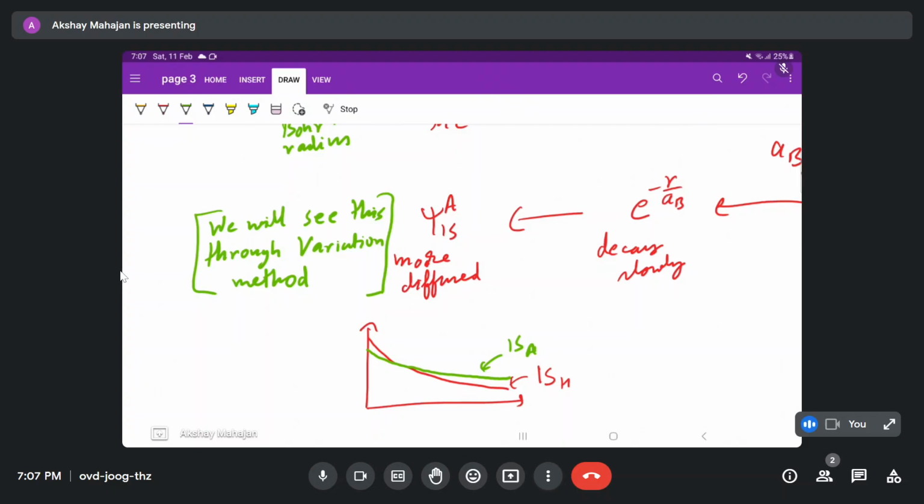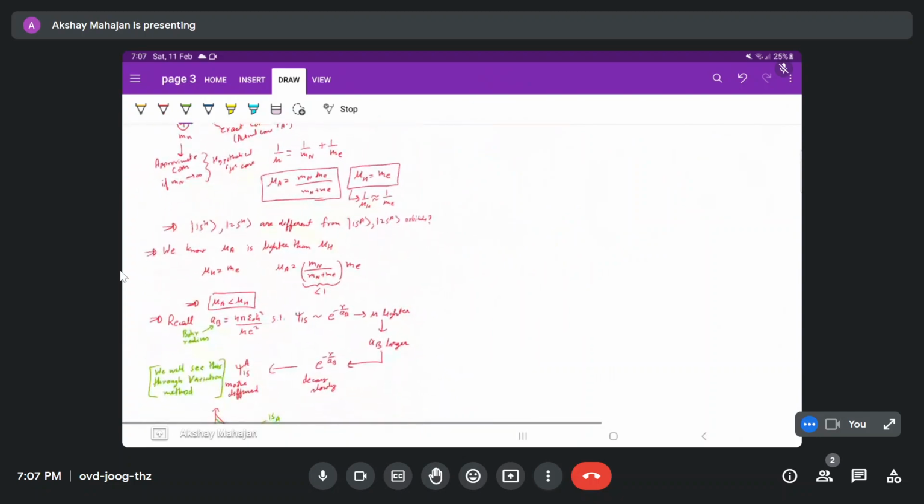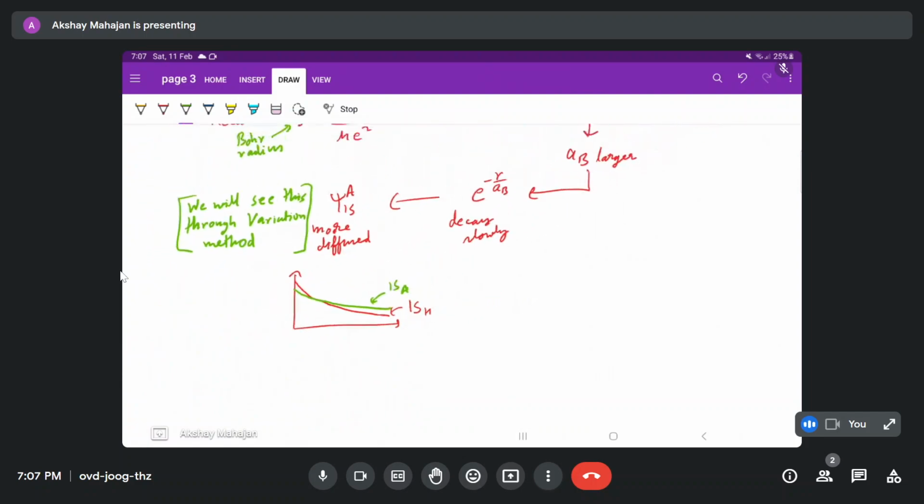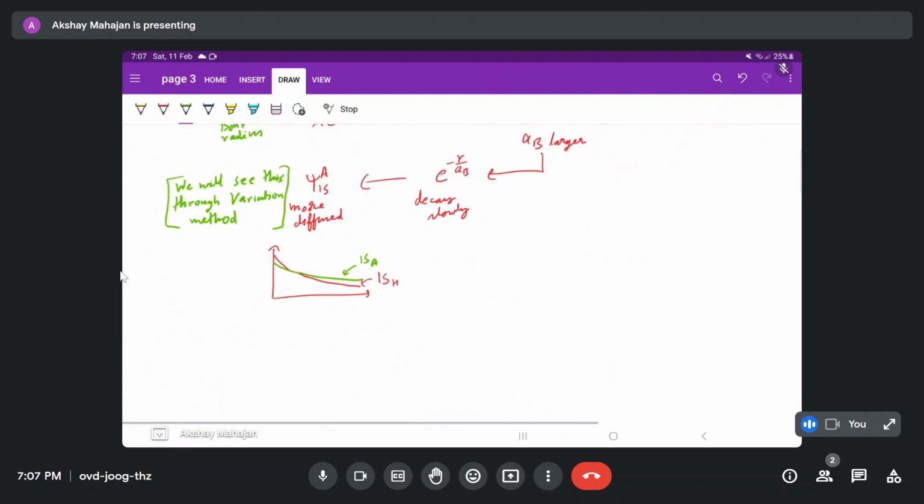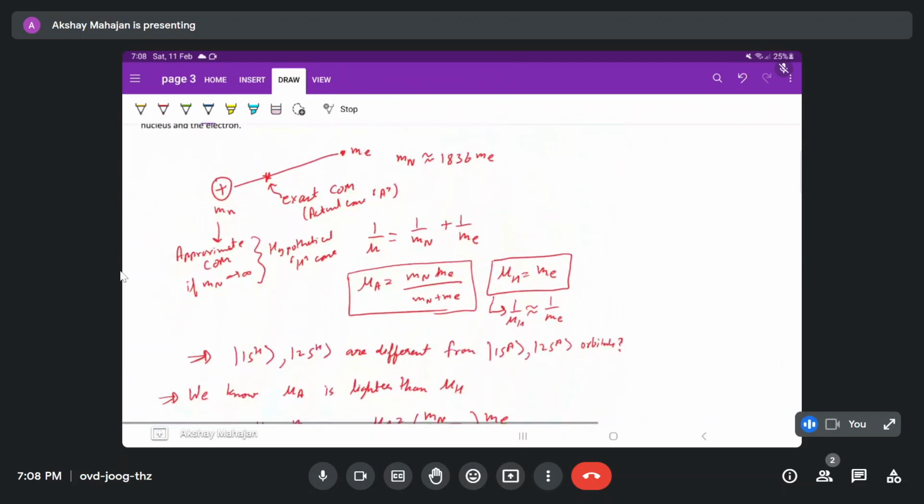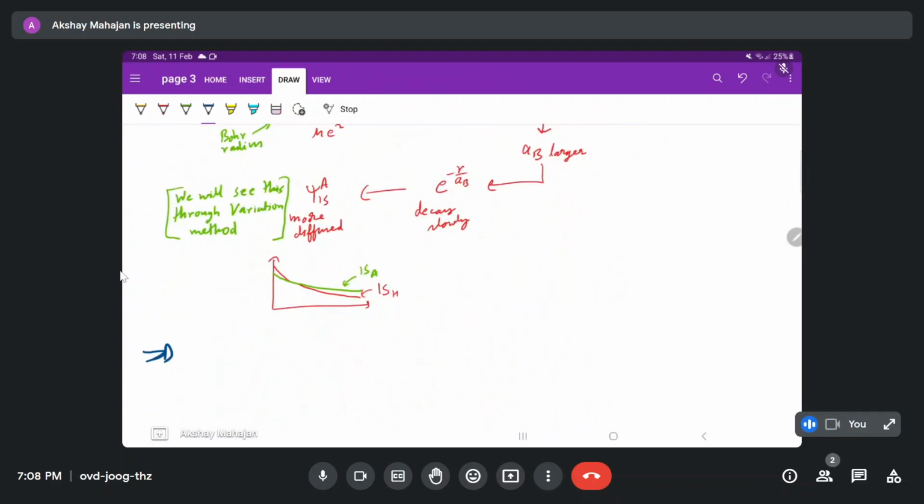You can understand it like a particle which is lighter, it can go away from the nucleus more easily. This is what we will prove from the variational principle. Right now we just understood what our problem is, and now we will try to understand how to actually prove it using the variational principle.